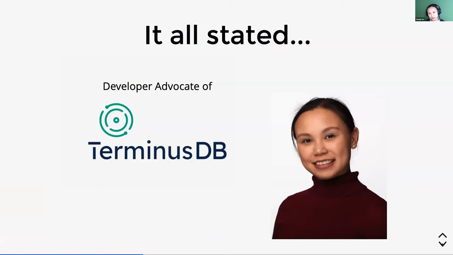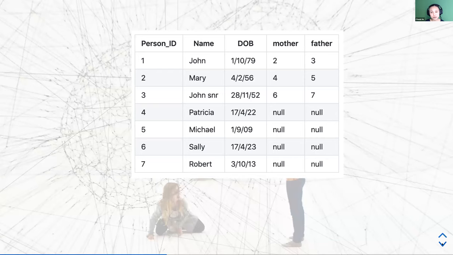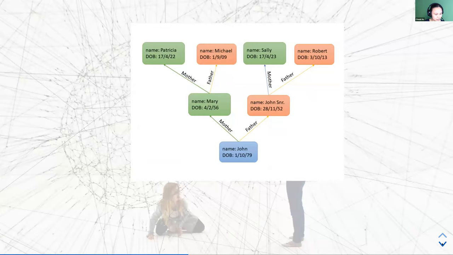So it all started when I became a developer advocate for TerminusDB. I joined a team. TerminusDB is a graph database. The advantage of a graph database is that, for example, we have a table here with some people's names and relations between people, father and mother, but it's actually difficult to understand who is, for example, John's grandmother. You have to map it out in your mind to find John's parents and then John's parents' mother. But if you are presented with a graph, it's very easy, and it's also color coded, so you just look at it and know that Priscilla and Sally are John's grandmothers.